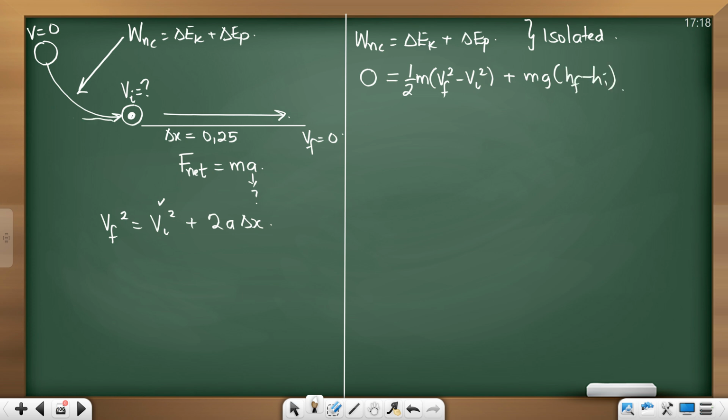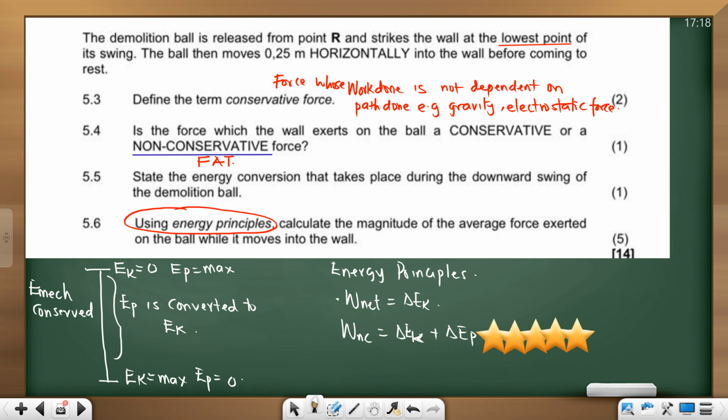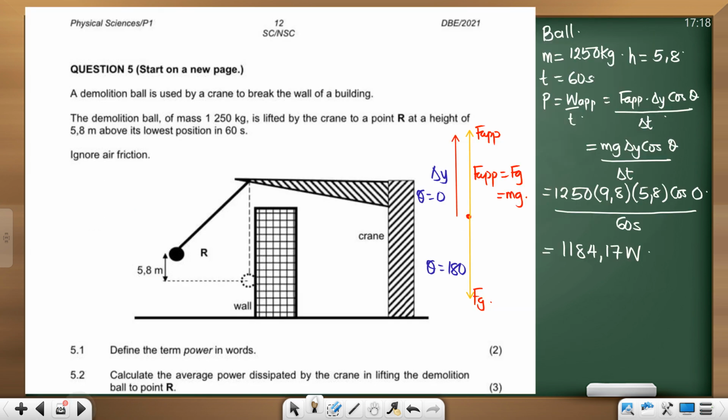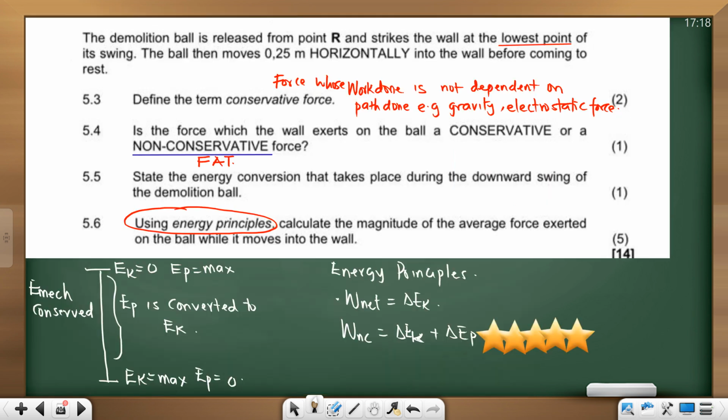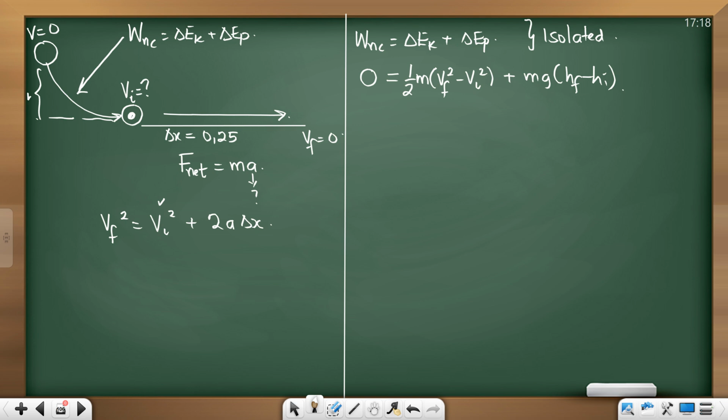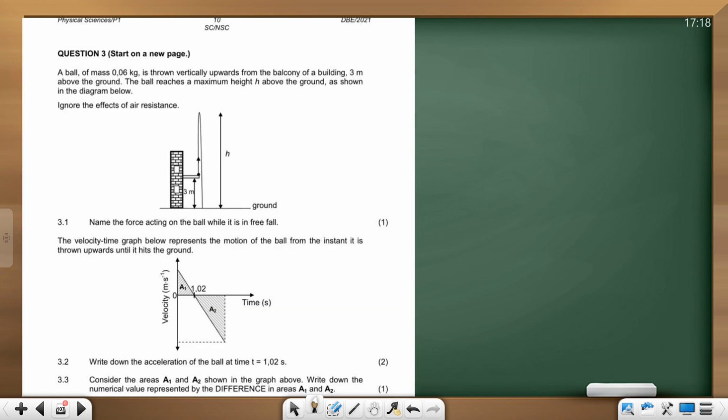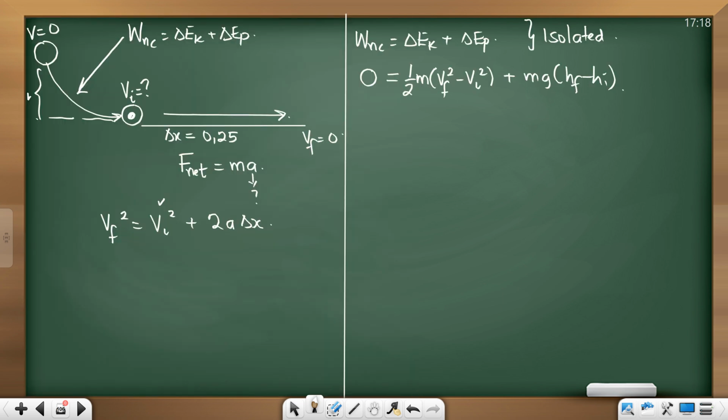Oh, by the way, this height is 5.8. Is it 5.8? 5.8 or 6.8? 5.8. Beautiful. So this height is 5.8.